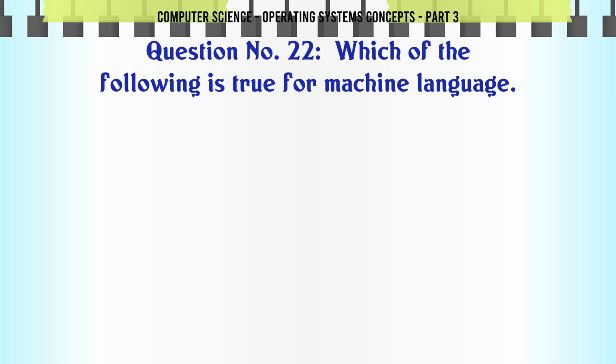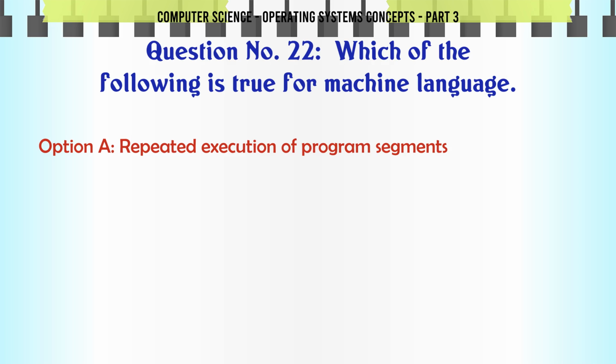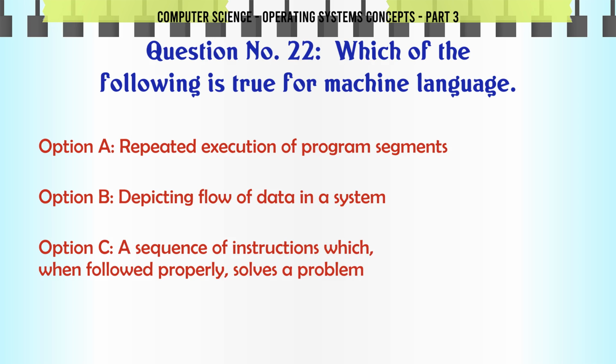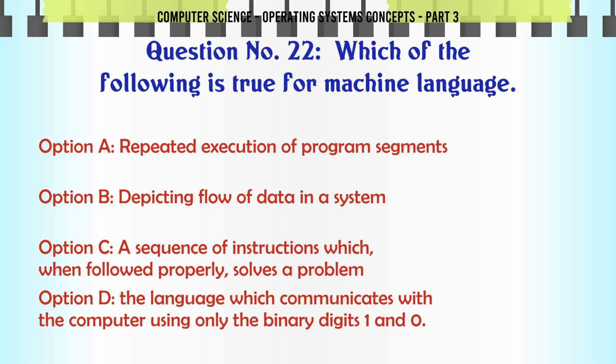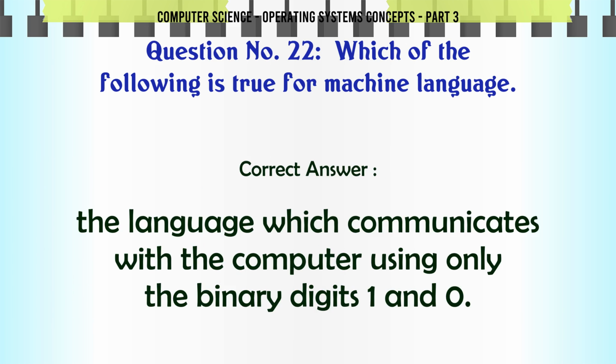Which of the following is true for machine language? A. Repeated execution of program segments. B. Depicting flow of data in a system. C. A sequence of instructions which when followed properly solves a problem. D. The language which communicates with the computer using only the binary digits 1 and 0. The correct answer is the language which communicates with the computer using only the binary digits 1 and 0.